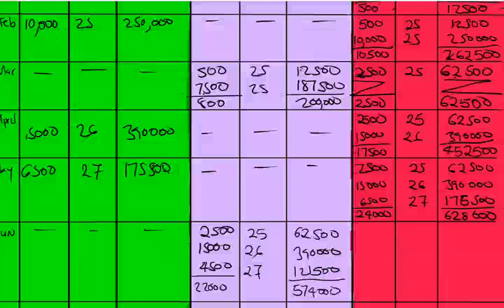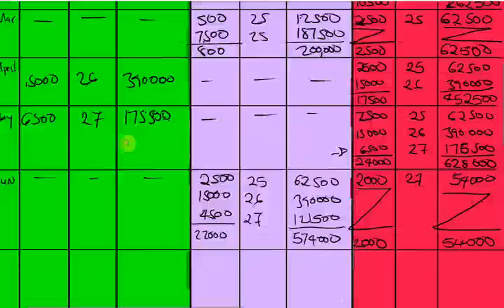Now let us go to the balance. So we know that now what's remaining is basically the 2,000 from what? The bunch of 6,500. Only 2,000. So we're saying 2,000 is remaining there at a value of 27, which when we multiply should give us 54,000. So basically, that's our closing inventory, 54,000.